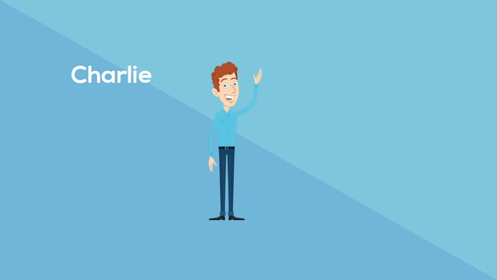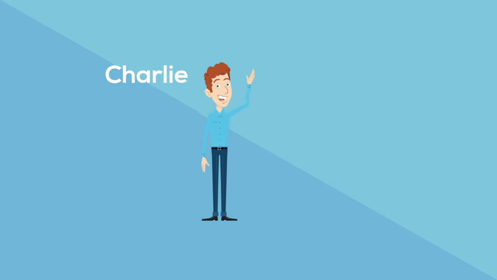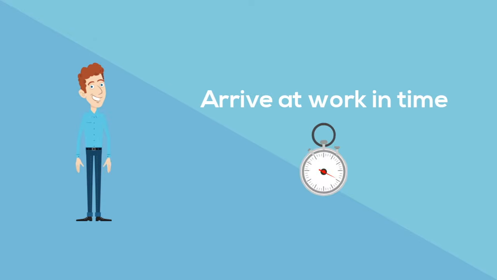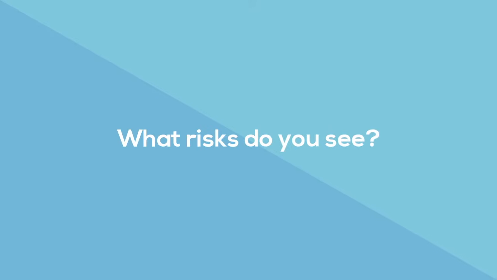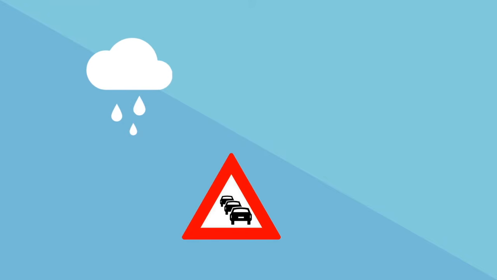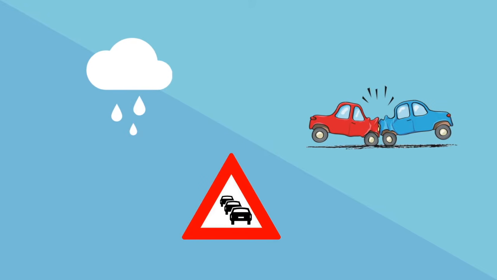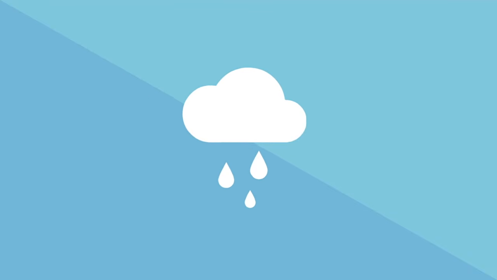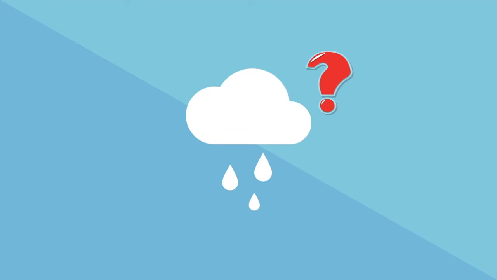Let's take Charlie for example. One of his daily objectives is to arrive at work in time. With this objective in mind, what risks do you see? In other words, what undesirable events can happen that will hinder Charlie from arriving at work safely and on time? One might say heavy rain, but is this a risk?